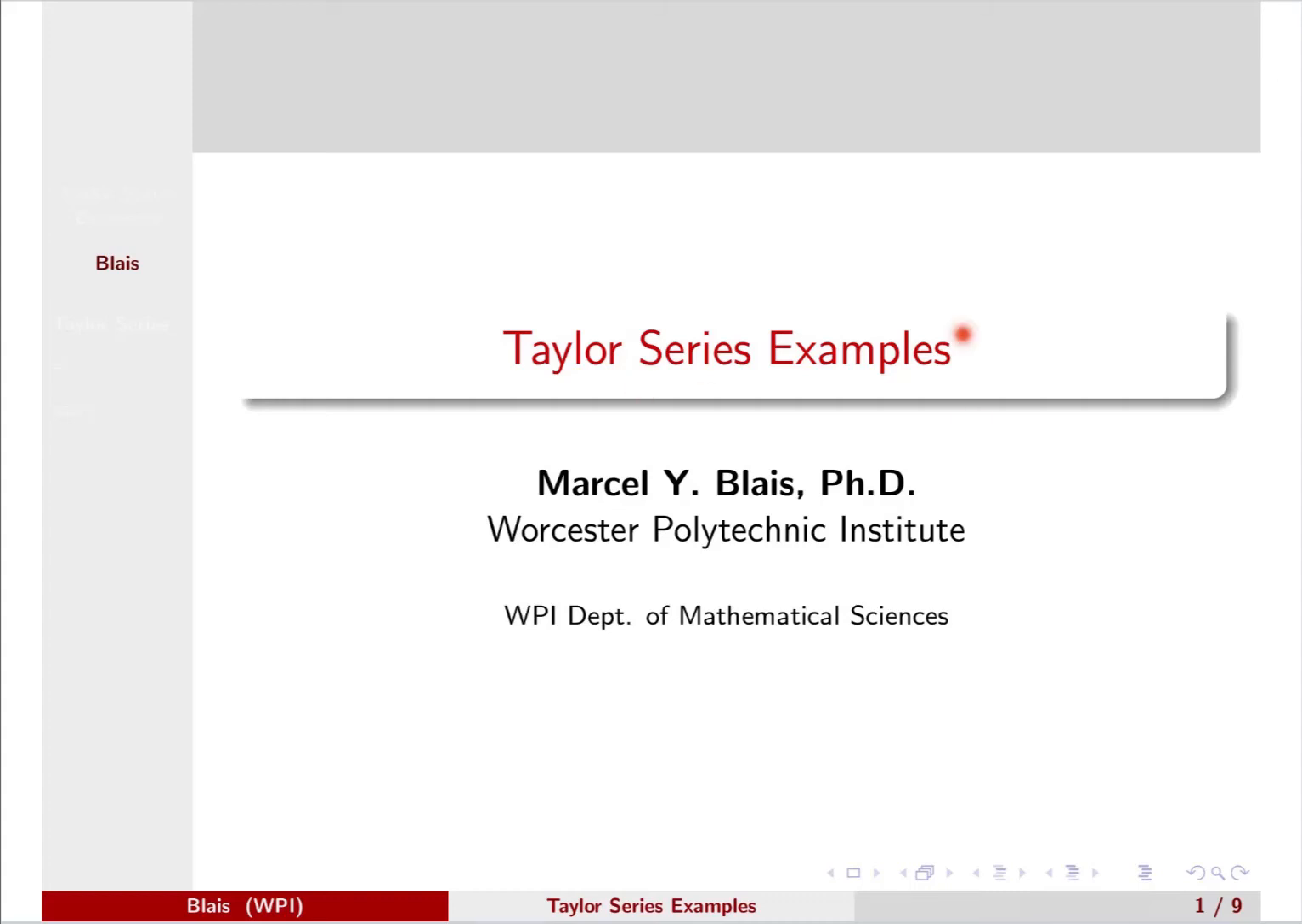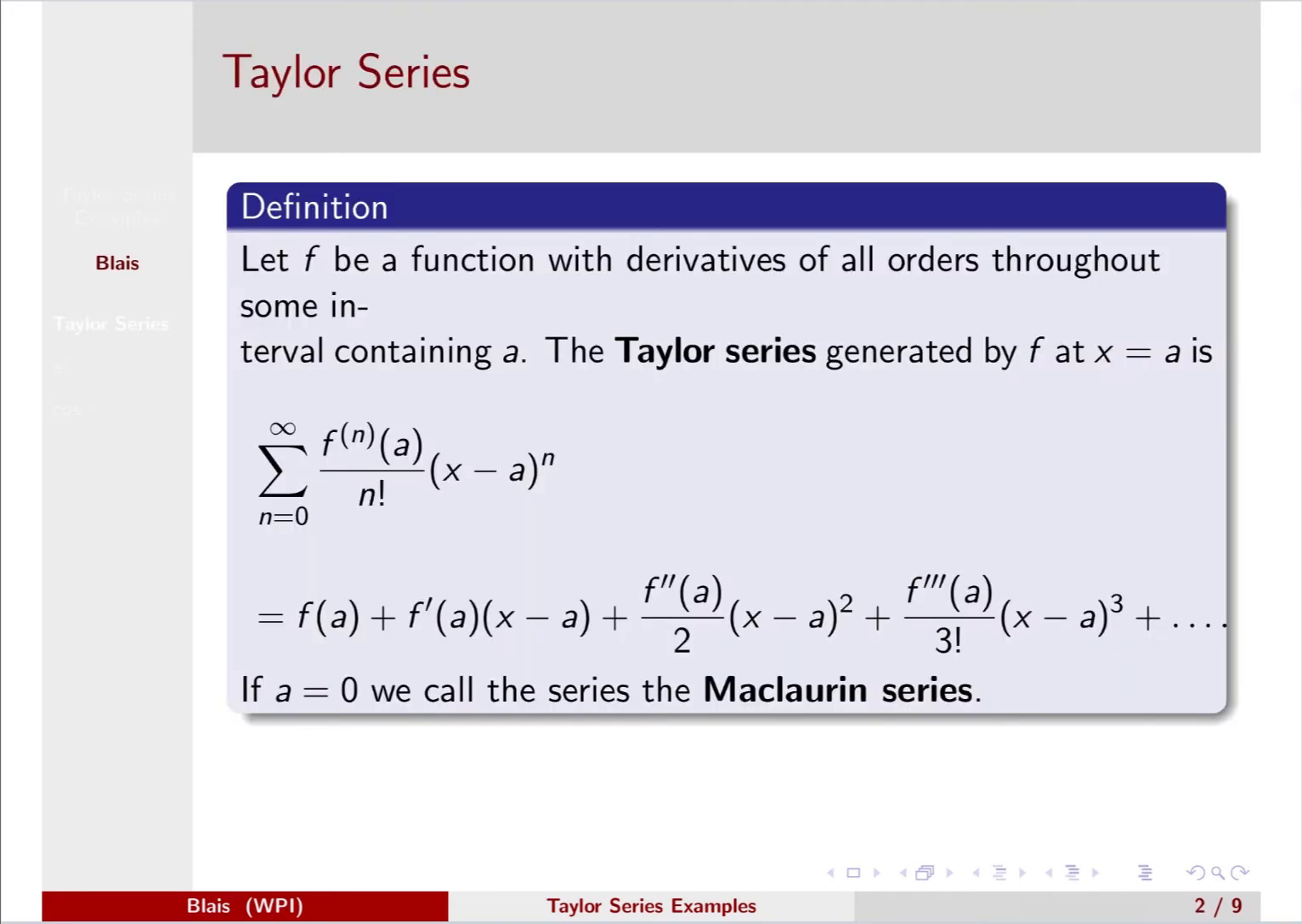In this lecture, we will be looking at Taylor series examples, in particular, two classical Taylor series examples. So first, let's recall our definition of a Taylor series. We have a function f with derivatives of all orders throughout some interval containing a. The Taylor series generated by f at x equals a is given as follows.